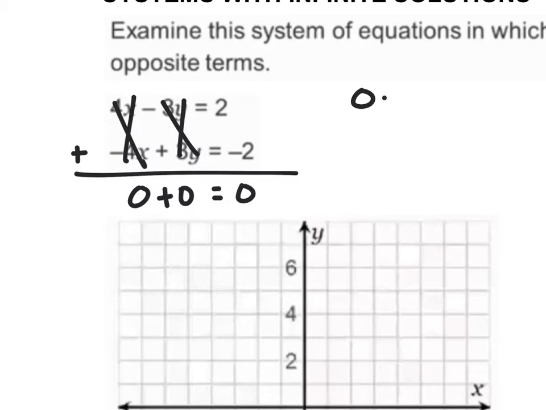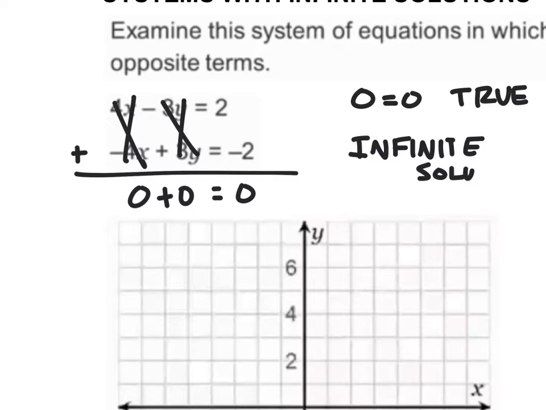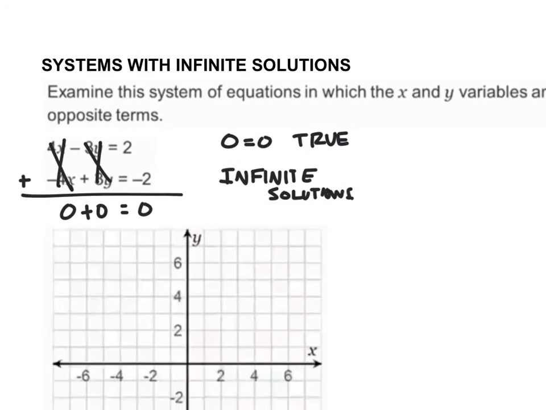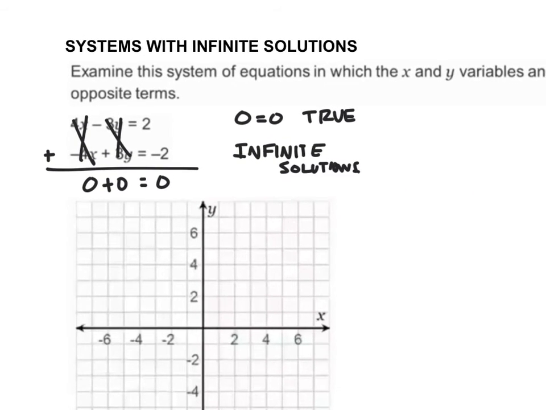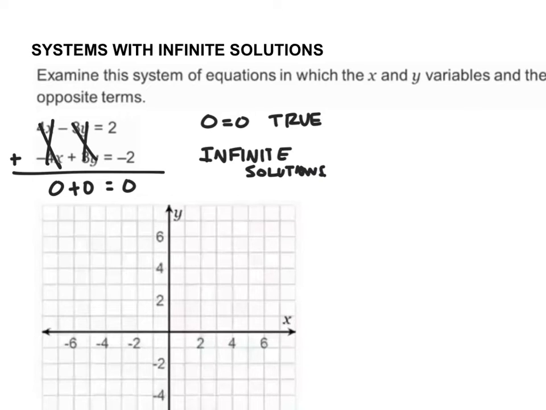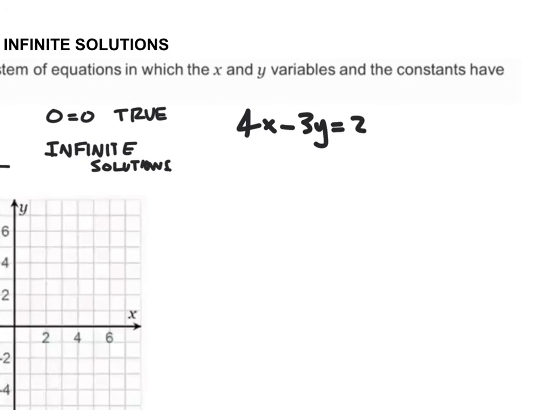So what I end up getting is 0 is equal to 0, which is a true statement. And if I have a true statement, that means I have infinite solutions. Okay, and that's that. So let's take a look at the graphs of these. So I'm going to do 4x minus 3y is equal to 2. And then the other one I had negative 4x plus 3y equals negative 2.